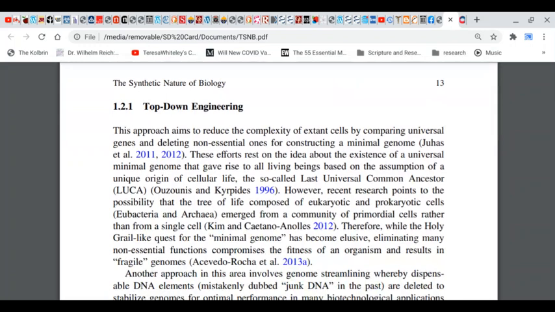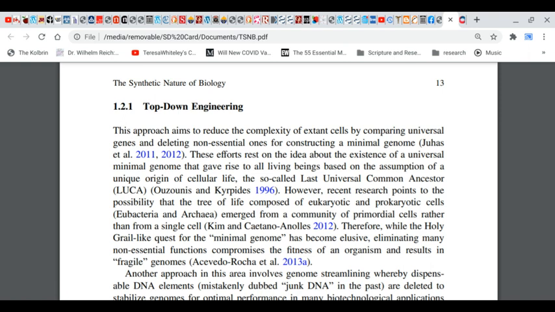Top-down engineering. This approach aims to reduce the complexity of extant cells by comparing universal genes and deleting non-essential ones for constructing a minimal genome. These efforts rest on the idea about the existence of a universal minimal genome that gave rise to all living beings, based on the assumption of a unique origin of cellular life, the so-called last universal common ancestor, or LUCA. However, recent research points to the possibility that the tree of life, composed of eukaryotic and prokaryotic cells, eubacteria and archaea, emerged from a community of primordial cells rather than from a single cell.